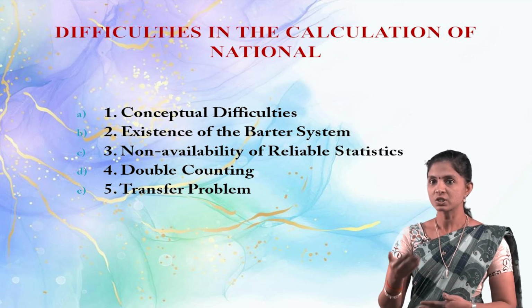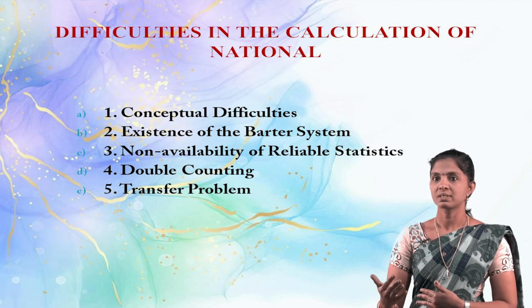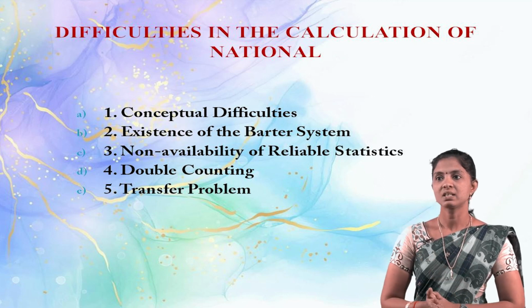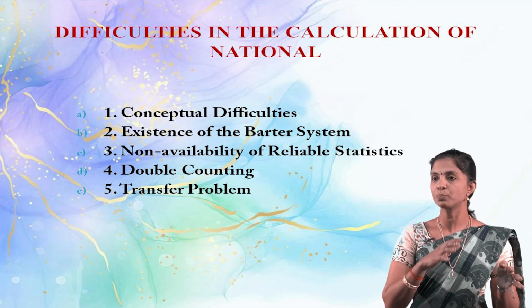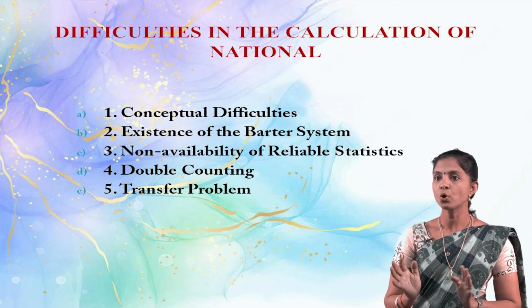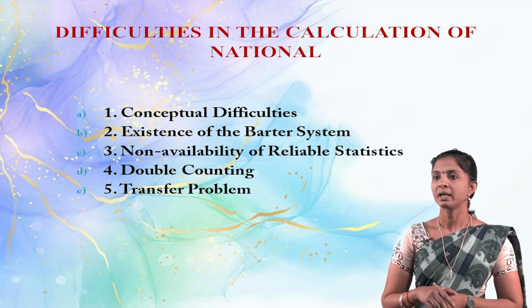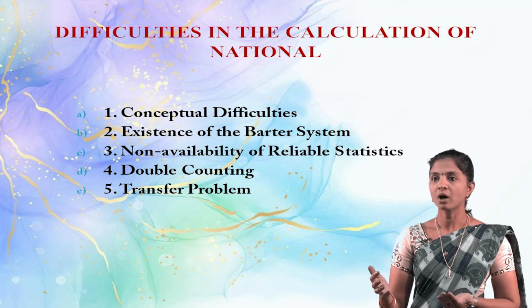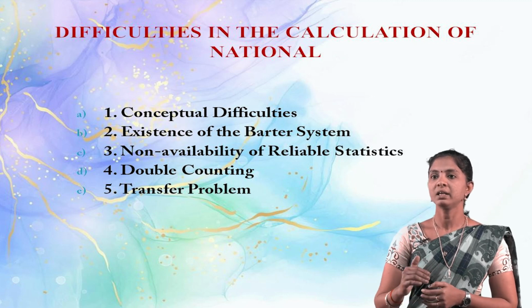Either the produce is consumed by the producers themselves or exchanged for other goods, as the barter system is very extensive in our villages. A good portion of the output in agriculture is likely to be ignored in the computation of national income. At present, there is no reliable method to find out the extent of consumption at home and the extent of sale through the barter system. The output of the non-monetary sector presents considerable difficulties in India.